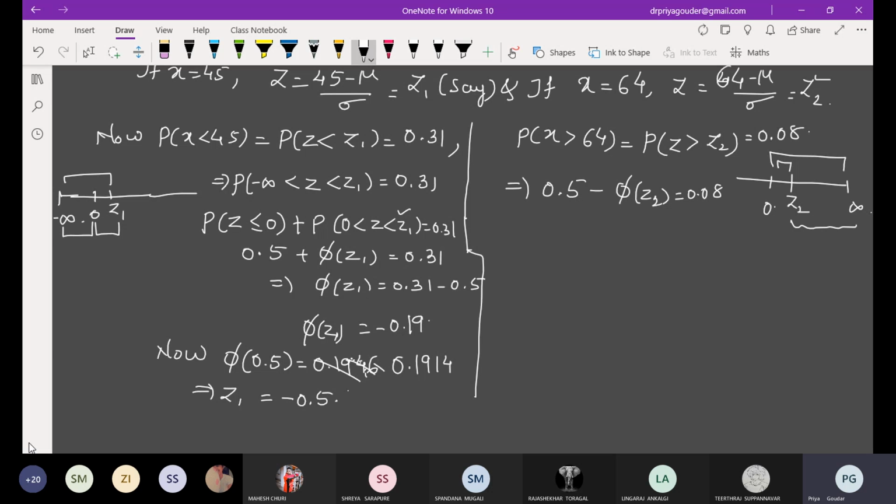If you have concentrated on this part, understanding is easy. So I want phi of Z2. Better I'll just shift it because this is negative. So what is phi of Z2? 0.5 minus 0.08. How much is the value? 0.42.